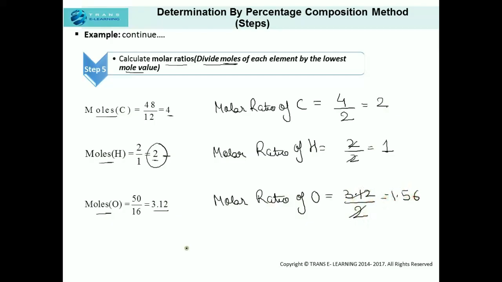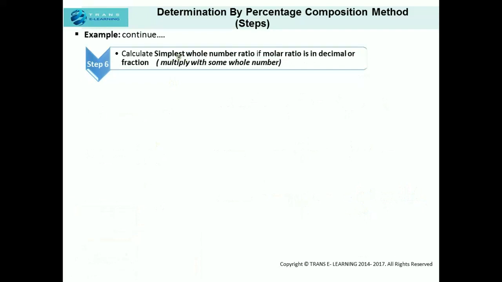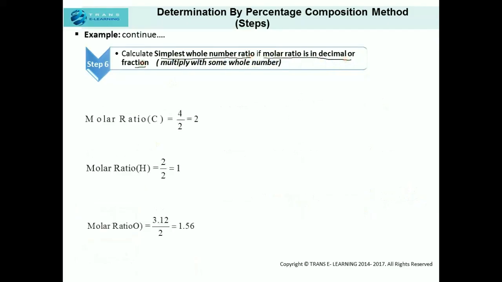Now the sixth step, the last one: calculate the simplest whole number ratio if the molar ratio is in decimal or fraction. In the fifth step, we have calculated these molar ratios of carbon, hydrogen, and oxygen. And the molar ratio of oxygen is in decimal. So we cannot write the empirical formula with this. We need to calculate the simplest whole number ratio. So we have to convert it into a whole number, as these should be positive integers. That justifies the condition for the empirical formula.